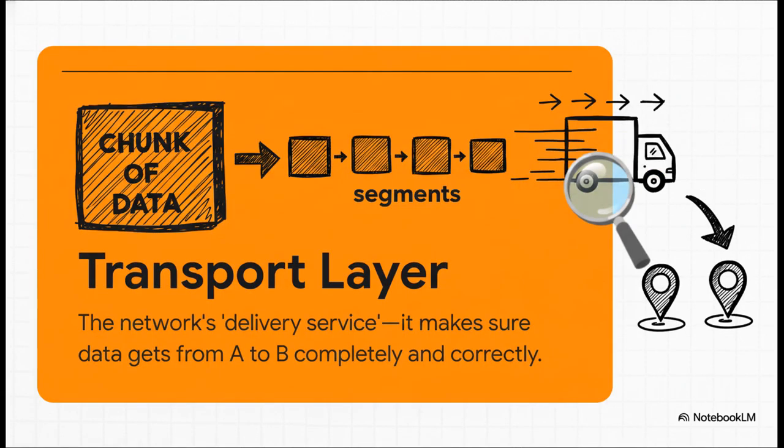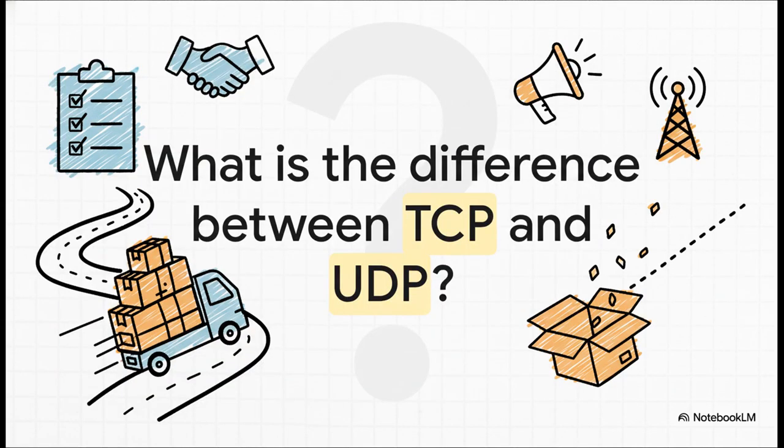That's exactly right. The best analogy for the transport layer is to think of it as the network's own dedicated delivery service. It takes these big chunks of data, breaks them into smaller, more manageable pieces we call segments, and then it takes full responsibility for getting them to their destination completely and correctly. Now, I've heard that this delivery service has two main ways of doing things, TCP and UDP. They're used for very different purposes, right? So what's the difference between them?